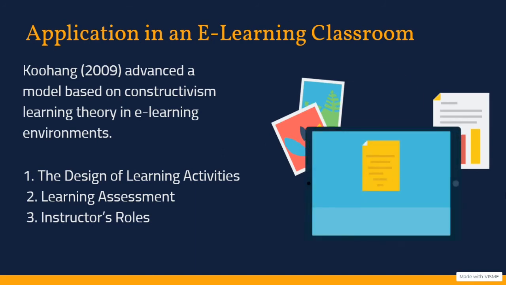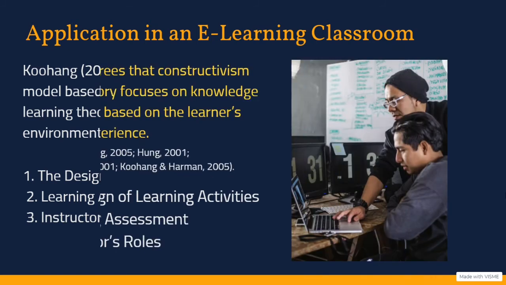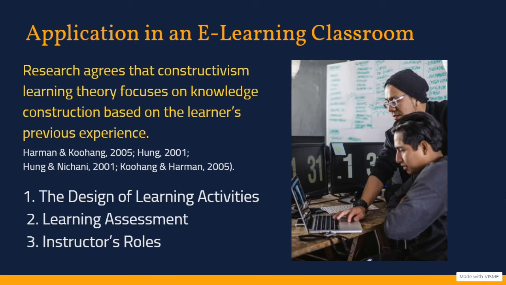Application in an e-learning classroom. One example of the application of constructivism in e-learning is the one described by Kuhn in his article E-Learning and Constructivism. Kuhn advanced a model based on constructivism learning theory in e-learning environments. The model includes three categories for elements of constructivism: the design of learning activities, learning assessment, and instructors' roles. Research agrees that constructivism learning theory, which focuses on knowledge construction based on learners' previous experience, is a good fit for e-learning because it ensures learning among learners.